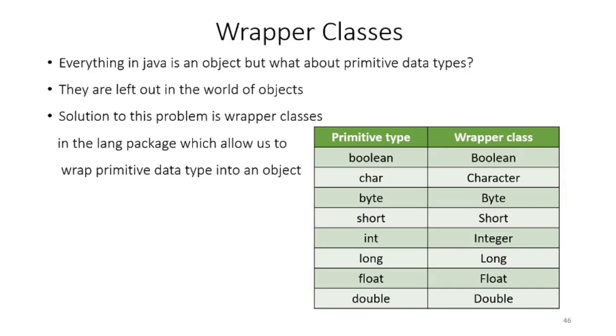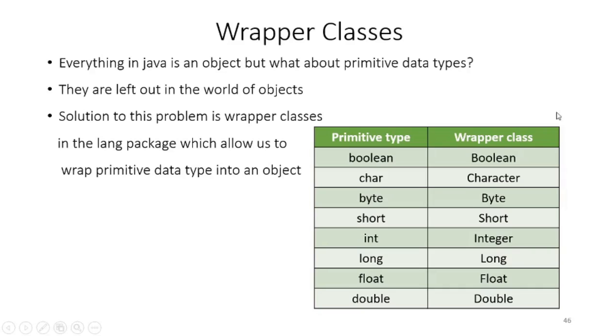As a solution to this problem, Java provides wrapper classes in the lang package of Java, which allows us to wrap a primitive data type into an object. A wrapper class object encapsulates a single value of primitive data. Each of Java's 8 primitive data types has a corresponding wrapper class, and it is given in this table. So this table has a list of primitive types, and in front of each primitive type in the second column the related wrapper class is given.